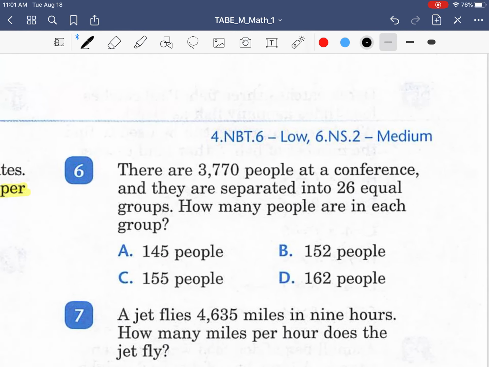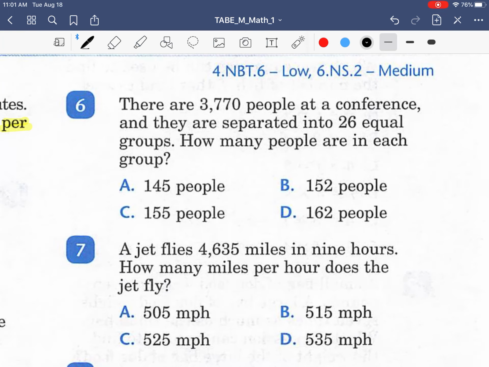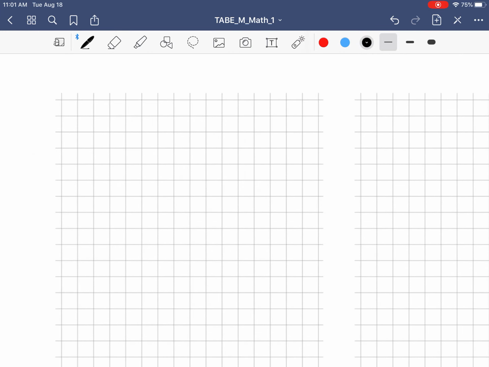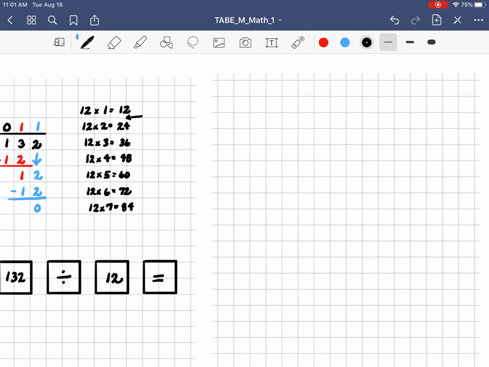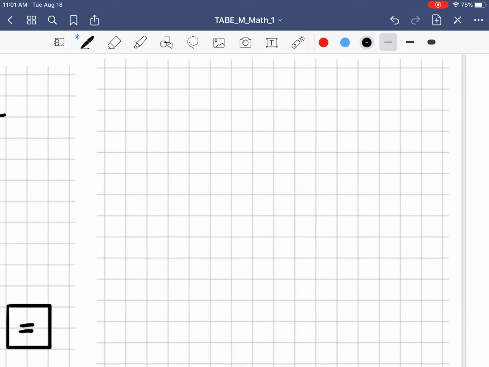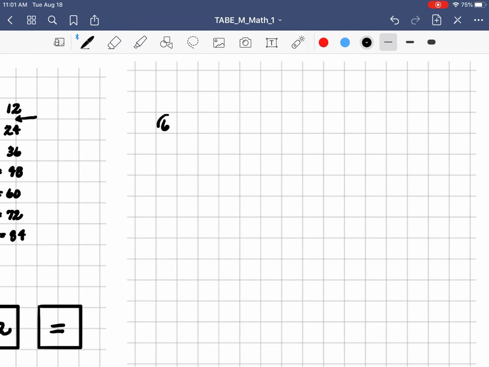Number 6. There are 3,770 people at a conference, and they are separated into 26 equal groups. How many people are in each group? So this one is division. And I'm going to slip right over here to my last little frame on this page. Okay, so 6.